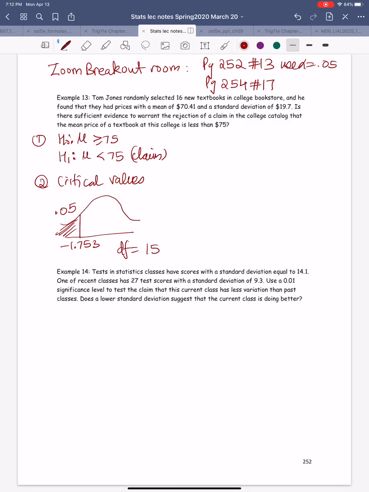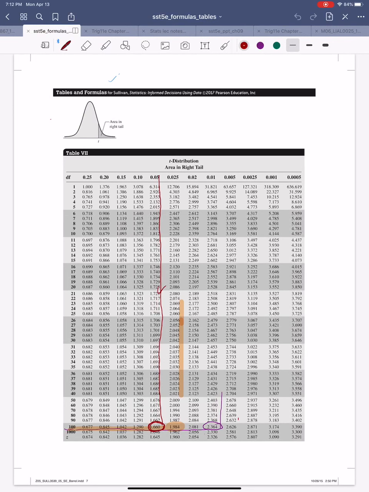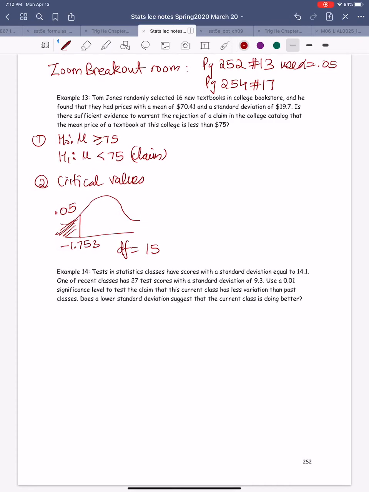Degrees of freedom 15, and 0.05 area in one tail. Negative 1.753. So that's our critical value.